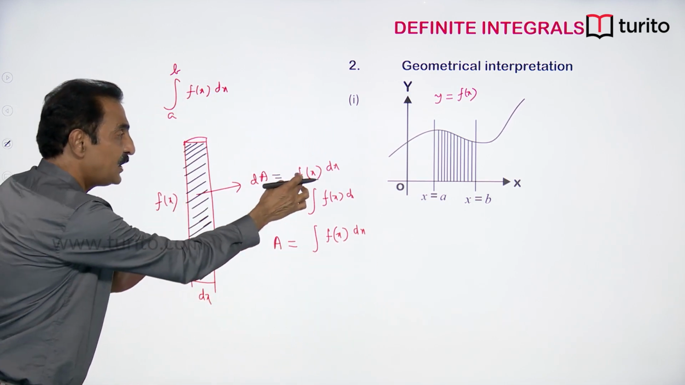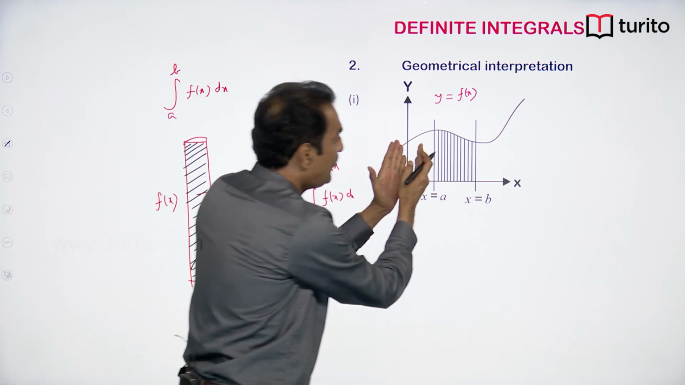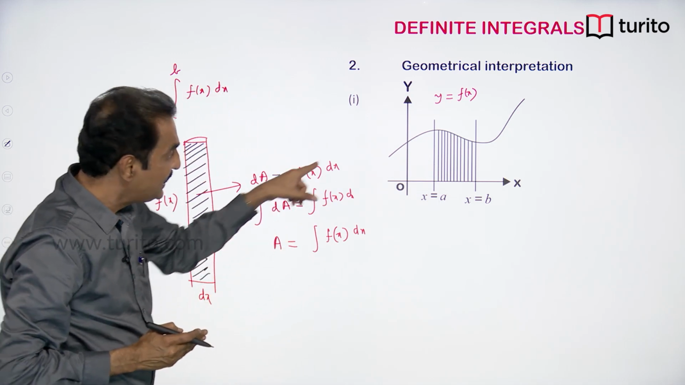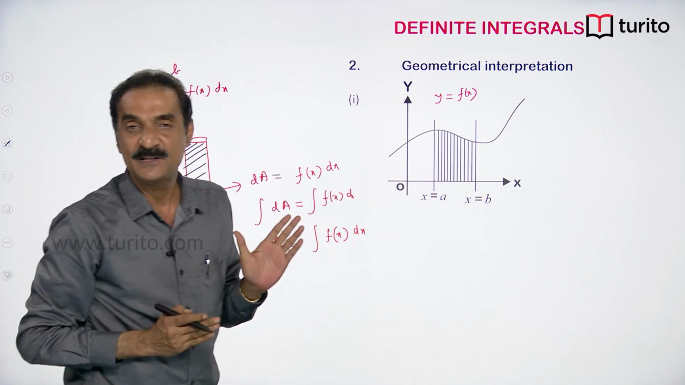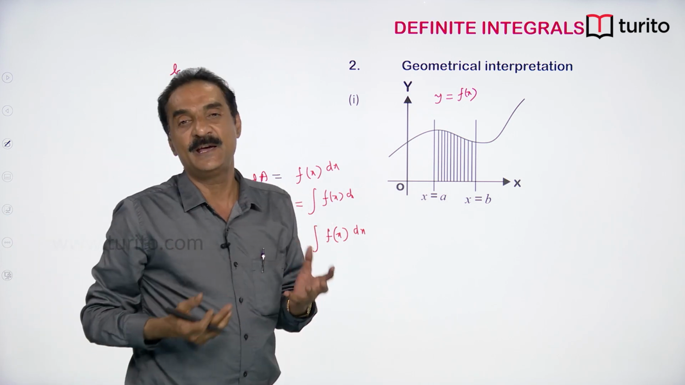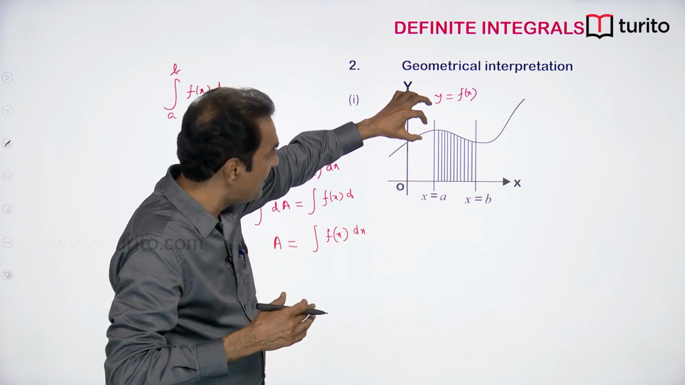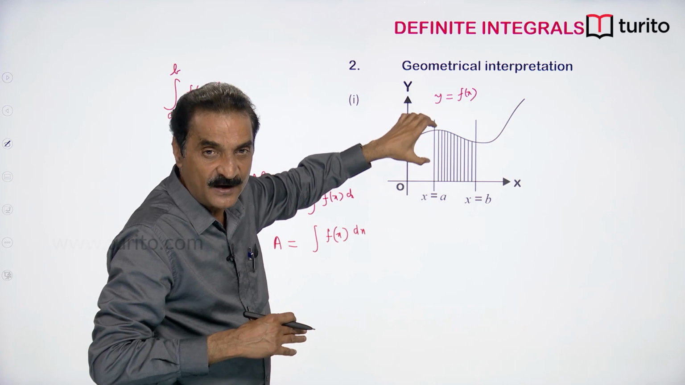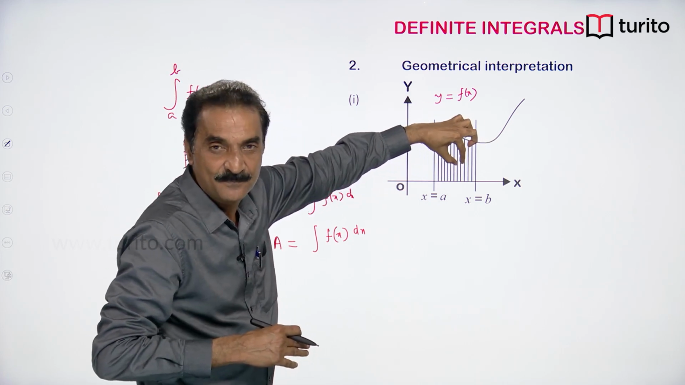That means integrating f of x dx means you are adding all such elementary areas. Sum of all such elementary areas is going to give you the area bounded by the curve y is equal to f of x and x axis between the lines x is equal to a and x is equal to b. Okay. It is not actually area, you can understand it as the sum of the values of the function f of x. Integration means sum of the values of the function f of x multiplied by a small change in x, dx.